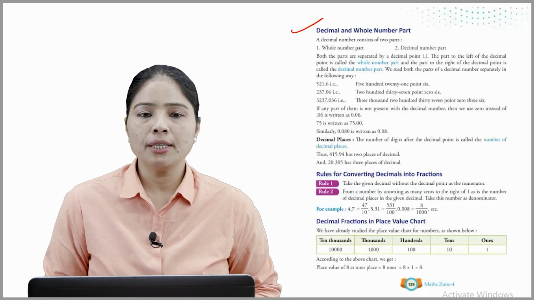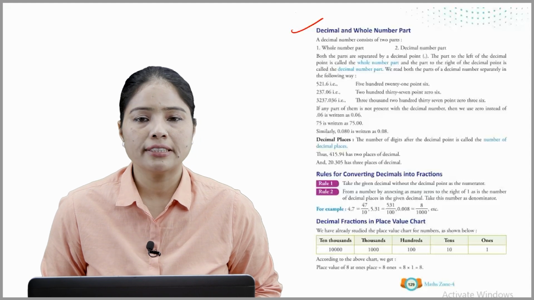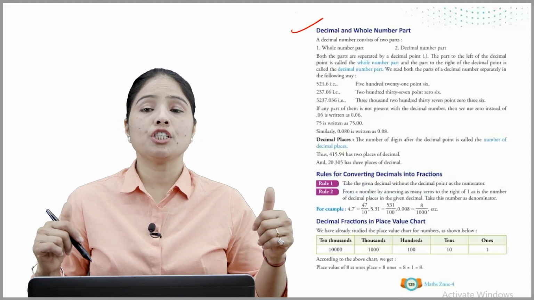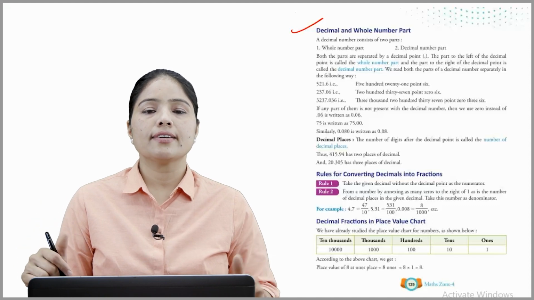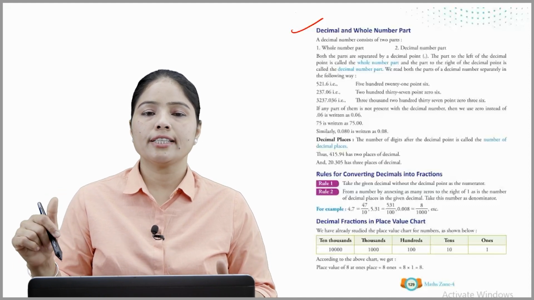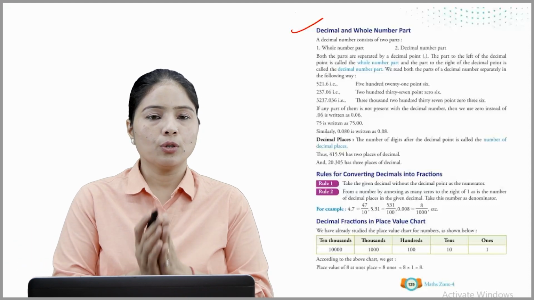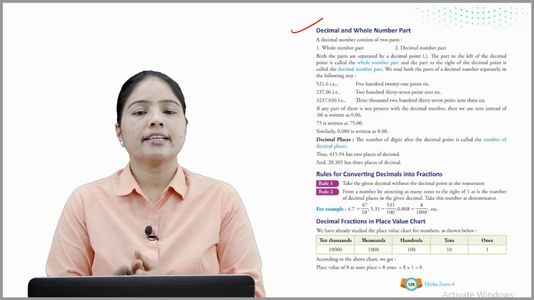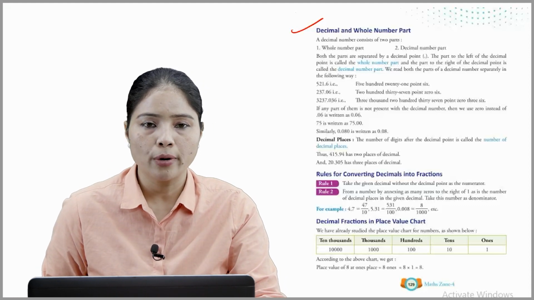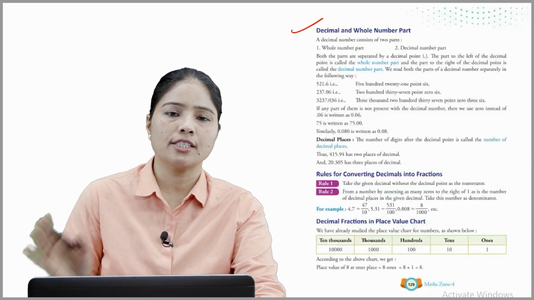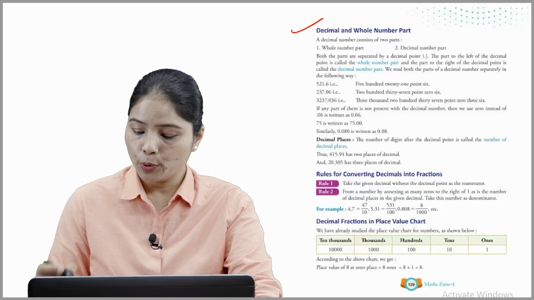If any part of them is not present with the decimal number, then we use 0 instead. .06 is written as 0.06. 75 is written as 75.00. Similarly, 0.080 is written as 0.08. I hope you understood well.